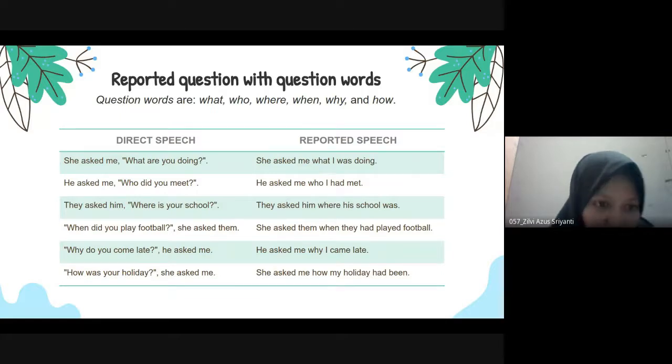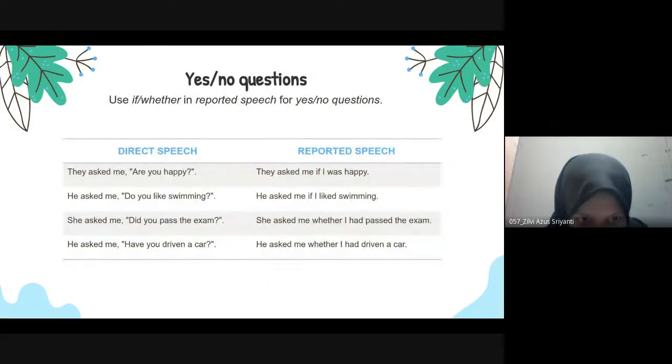He asked me, "Who did you meet?" The reported speech is he asked me who I had met. They asked him, "Where is your school?" The reported speech is they asked him where his school was. Next. The second reported question is yes or no question. Use if or whether in reported speech for yes or no questions.